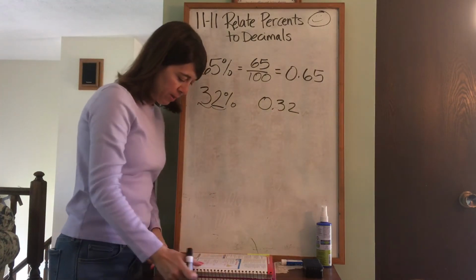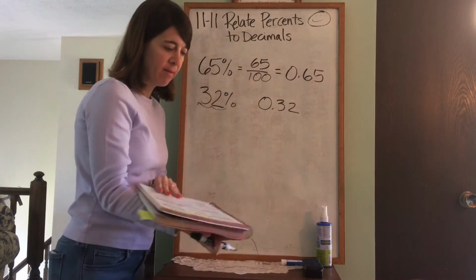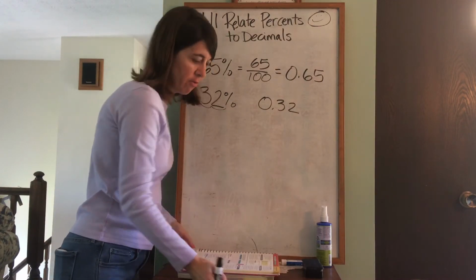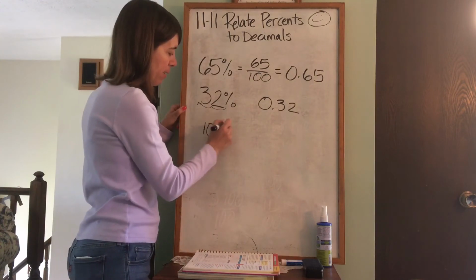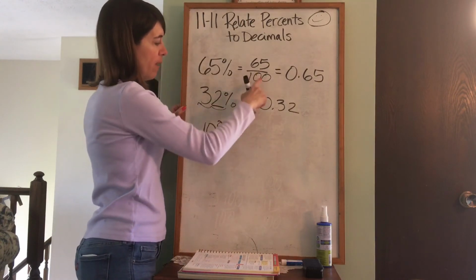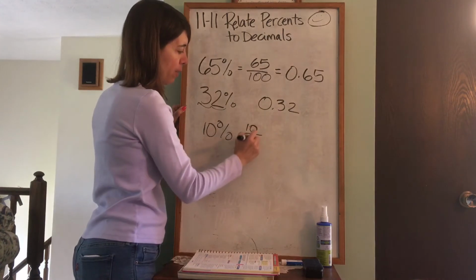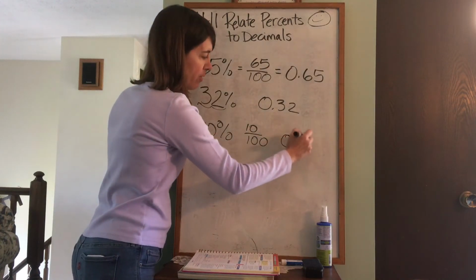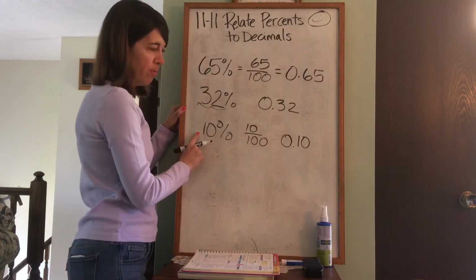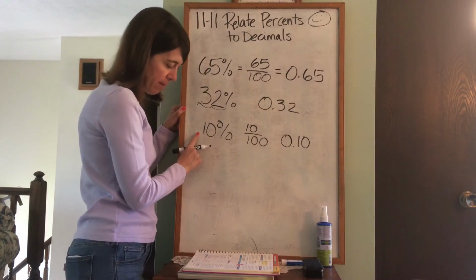You've got numbers 1 to 10 to do on page 396. Let's look at page 397 for some practice problems. Number 11 says 10%. So again, you could write that as the fraction 10 over 100, and then that's 10 hundredths, which looks like this, or you could just know to move the decimal back 2 spots.